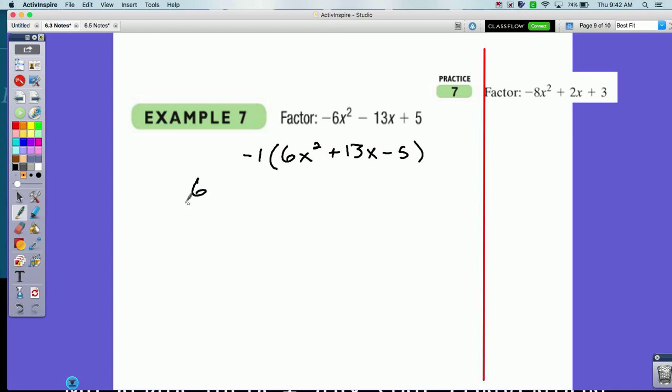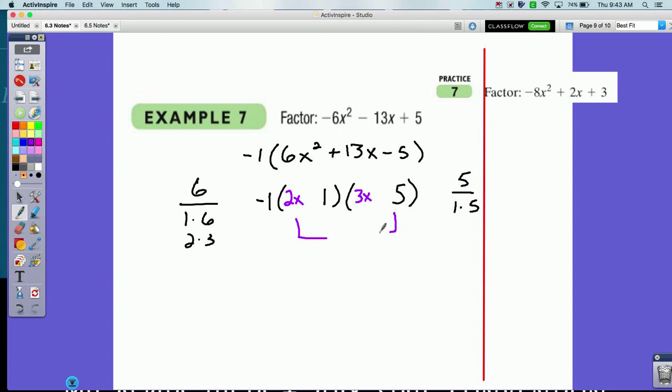To get 6, it's either 1 and 6 or 2 and 3. So negative, and then the parentheses. All right, in order to get 5, I know it's got to be 1 and 5. Since there's only one combination of the 5, I'm going to go ahead and put the 5 and 1. I know those have to be there. And then let me try the other ones. All right, 2x and 3x. Outside gives me 10x. Inside gives me 3x.